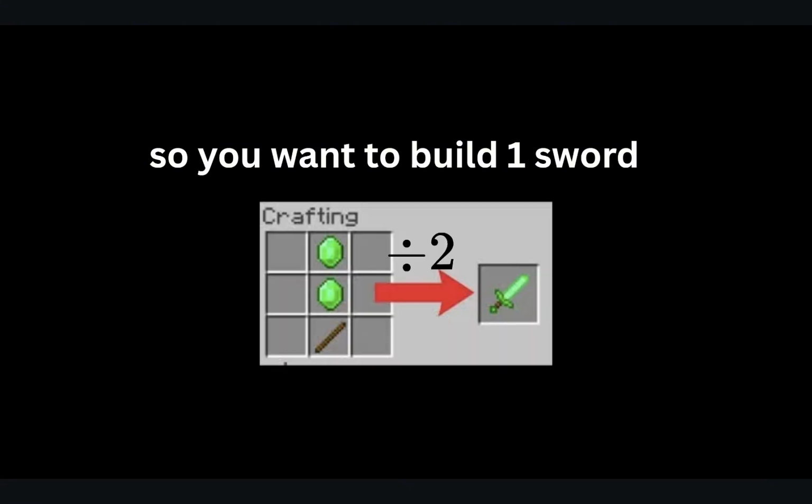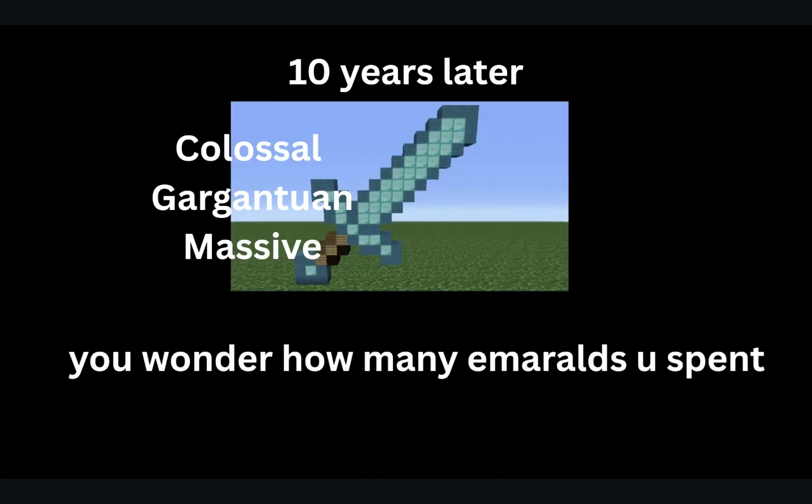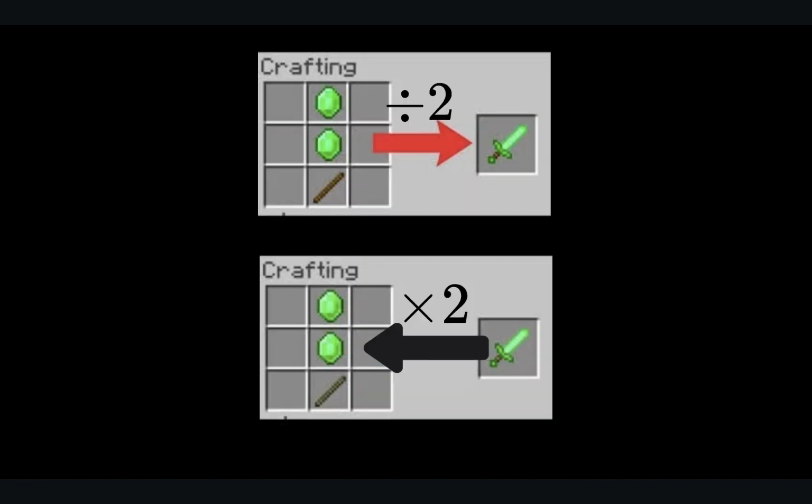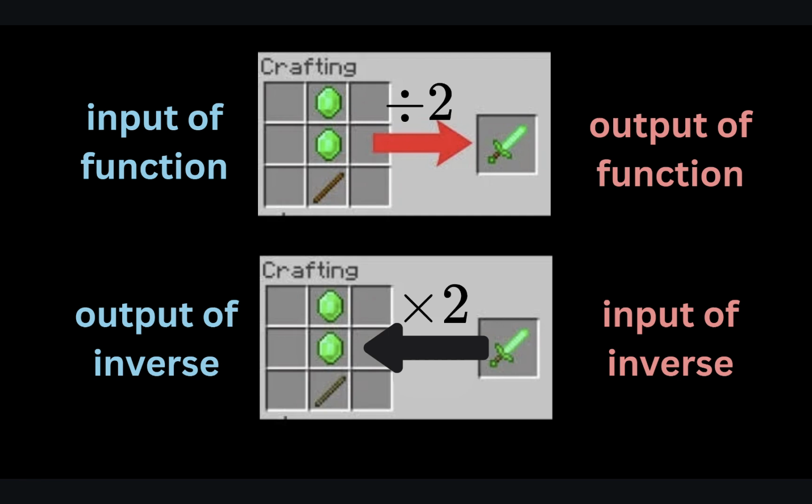Let's say you want to build one sword, and you need 2 emeralds to build one sword, so you spend 2 emeralds. 10 years later, you looked at your colossal gargantuan massive sword, thinking how much you spent on this sword. So, since you divide by 2 to get the sword, now you need to multiply by 2 to get the amount of emeralds. And we will call this the input of the function, and this the output of the function, the input of the inverse and the output of the inverse. As such, we will get this relationship.